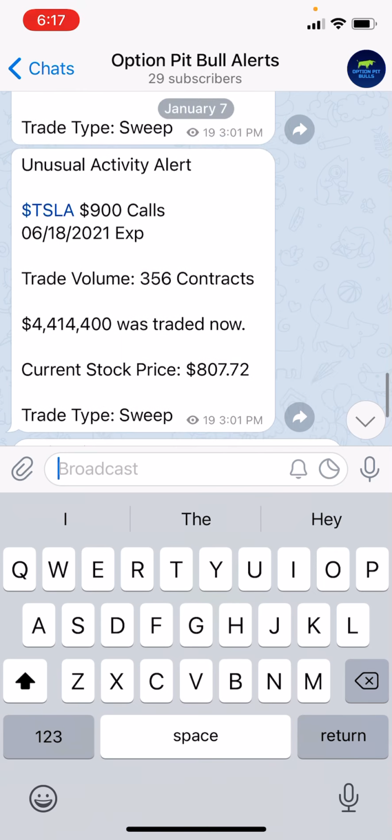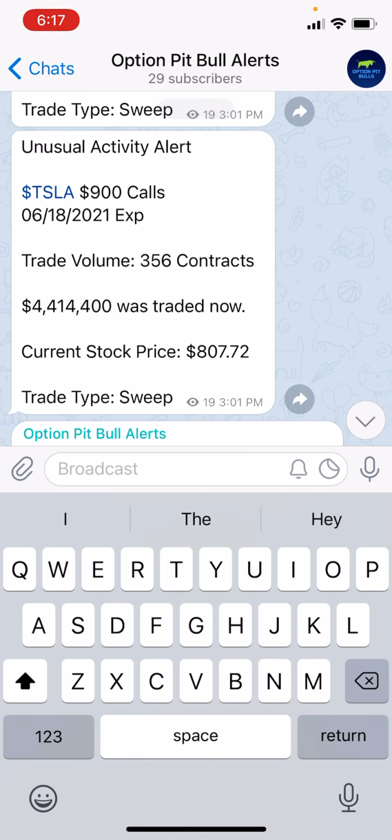Now, if you scroll up, you'll see above that it says unusual activity alert, Tesla $900 calls. This doesn't mean that I'm necessarily trading this exact trade. I happened to be playing Tesla at the time, but who wasn't? This just means that somebody with a ton of money traded almost $4.5 million at once, invested in 356 contracts when Tesla was $807, at a $900 strike with a 6/16 expiration.